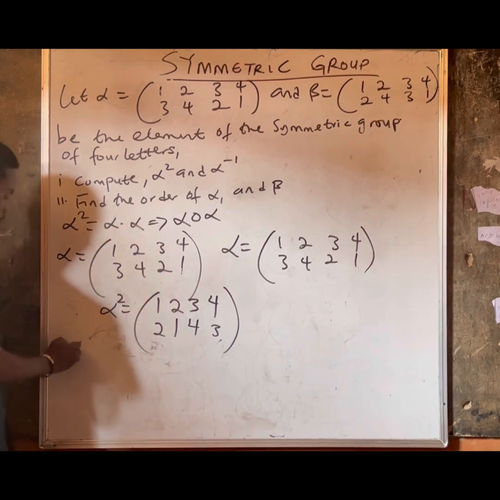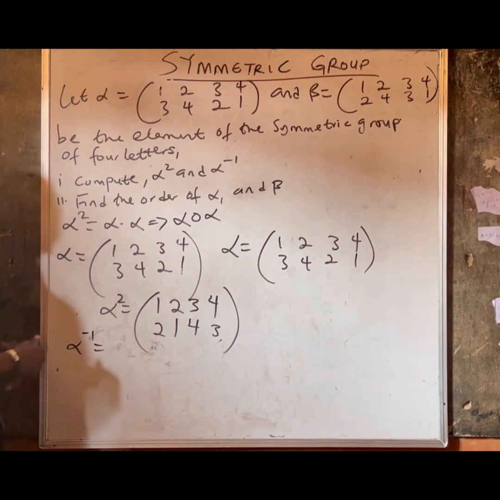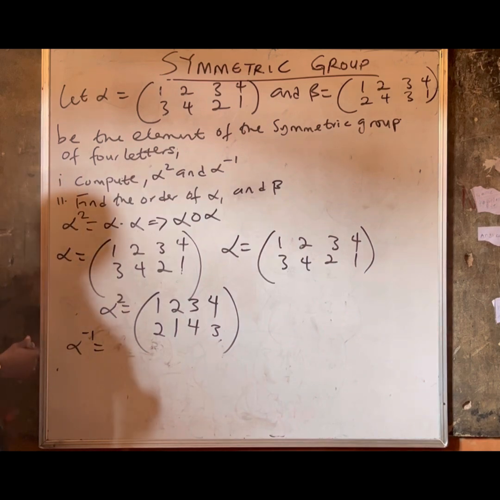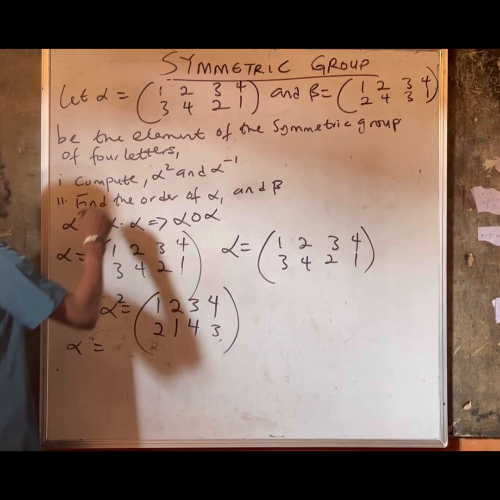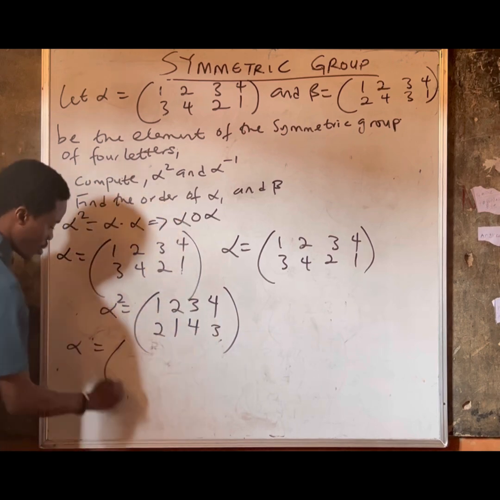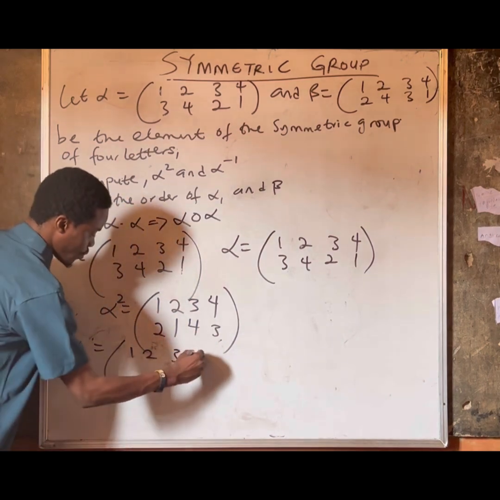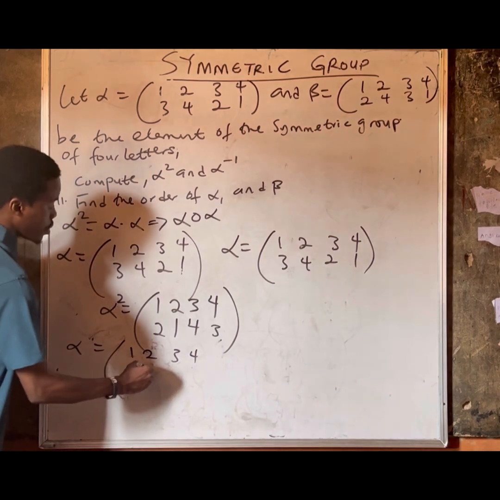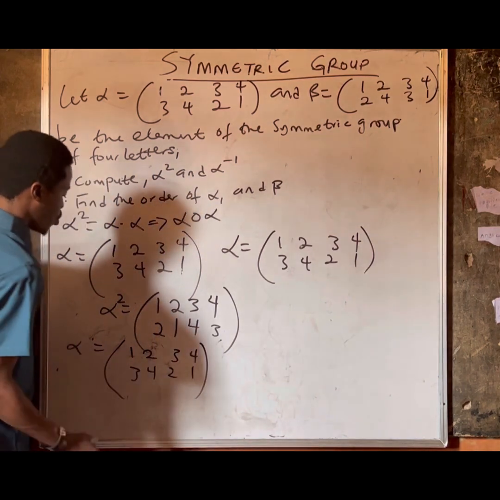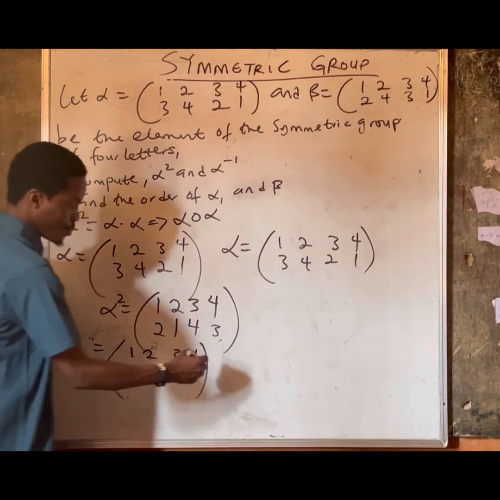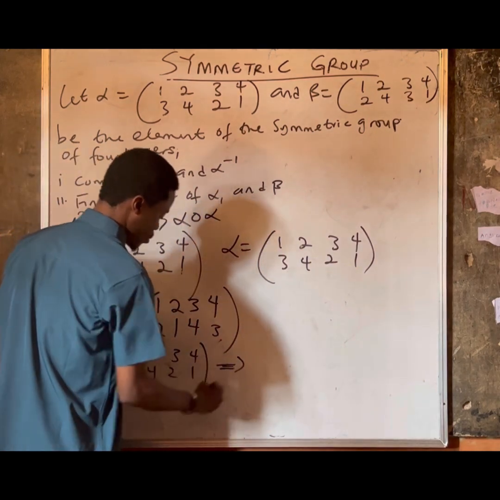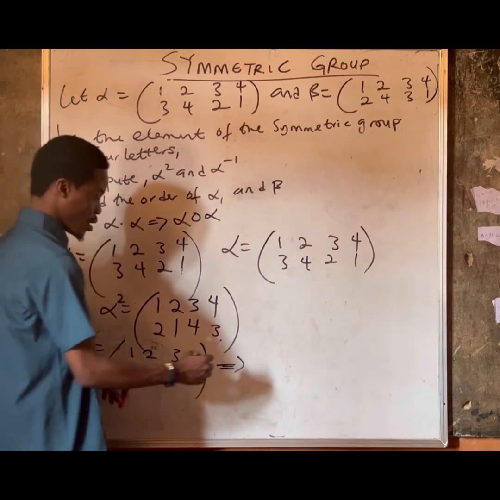Then we want to find alpha inverse. How can we find alpha inverse? For us to find alpha inverse, we have to reverse the process of the mapping. So what's our alpha first? We have alpha 1, 2, 3, 4, then 3, 4, 2, 1. So we want to find alpha inverse of this. It means here 1 is mapped to 3.